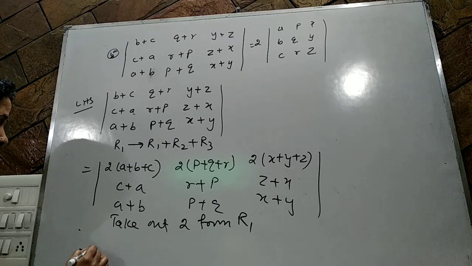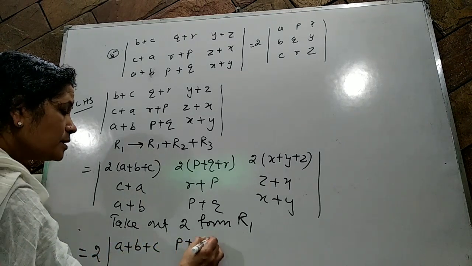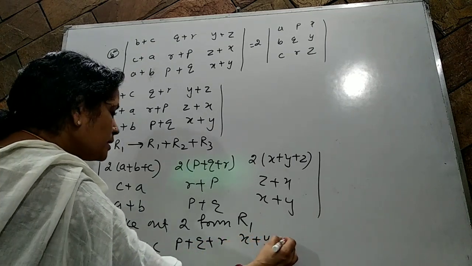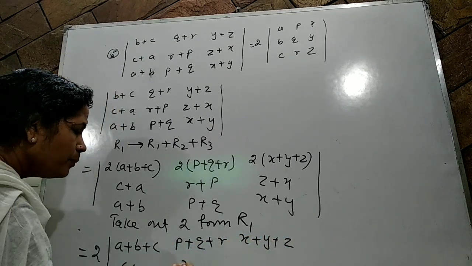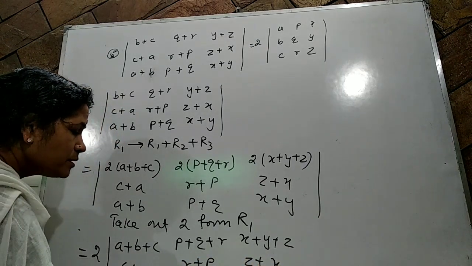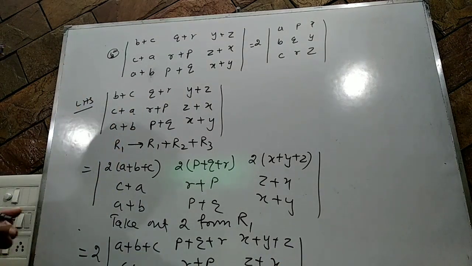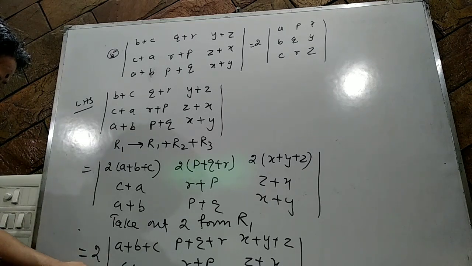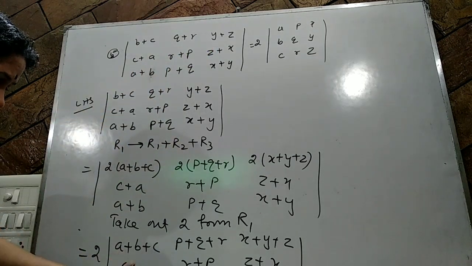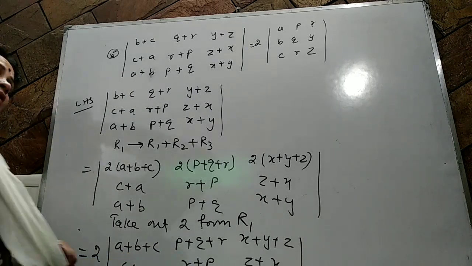So take out 2 from where? R1. Now if I take out 2 from R1, I will get A plus B plus C, then P plus Q plus R, then X plus Y plus Z, then C plus A, then R plus P, then Z plus X, and then A plus B, and then P plus Q, and then X plus Y. Now again, see, listen. What I am going to do, this R2 can be written as R2 minus R1. I need a single element. So R2 minus R1, CC will be cancelled, AA will be cancelled, I will get B.